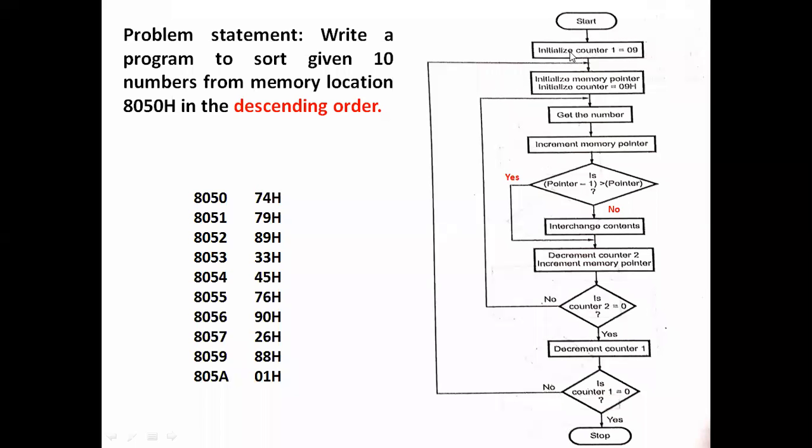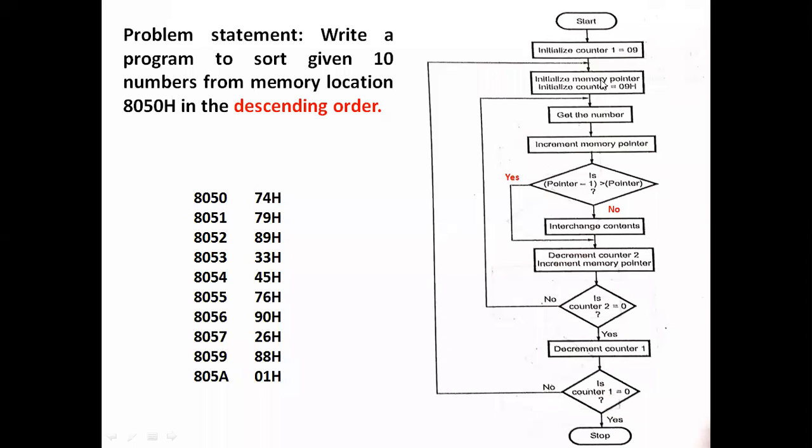So the flow chart says that we will initialize the counter number 1, that is representing the round, by 9 because there are 10 numbers. If there are 5 numbers, then it should be replaced by 4. It means if there are n numbers, the counter will be initialized by the n minus 1 value.